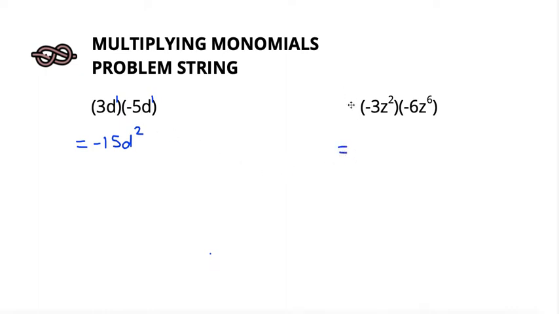And then this would be that final answer. Next example. Multiply your coefficients first. Negative 3 times negative 6 gives me positive 18. So remember, two negatives multiplied together give you a positive term. Look at your exponents. My bases are the same, so I have a z, and I'm going to add my exponents because I'm multiplying. 2 plus 6 gives me 8. And that one's done.